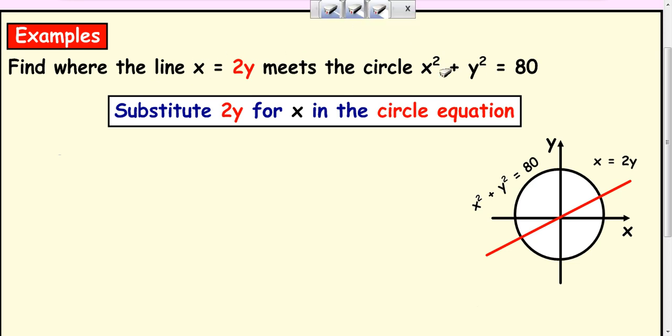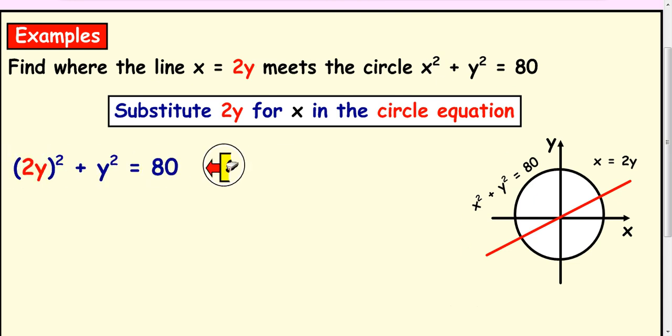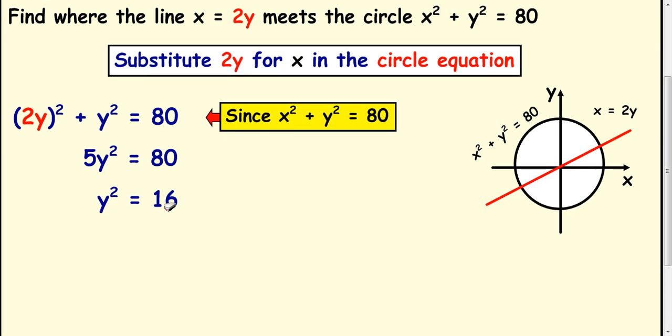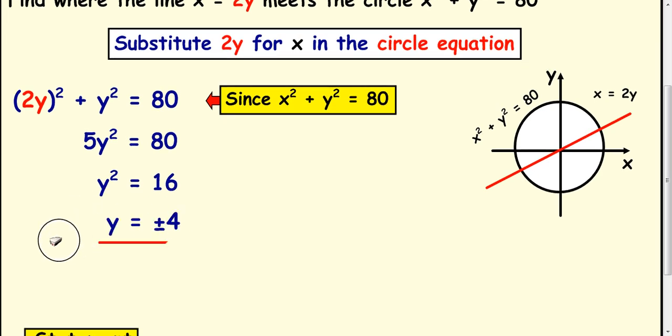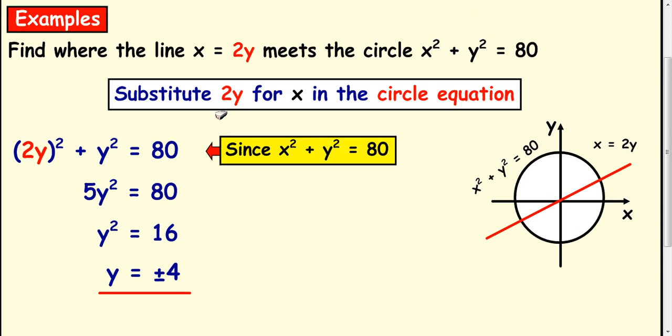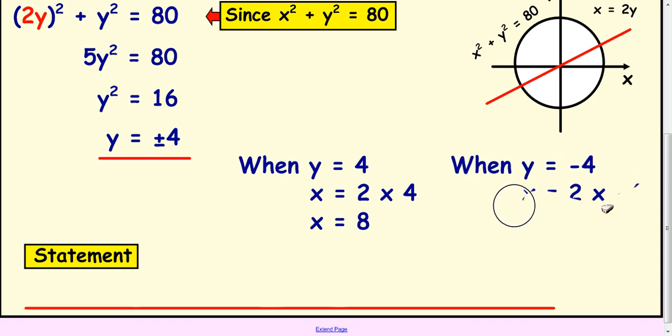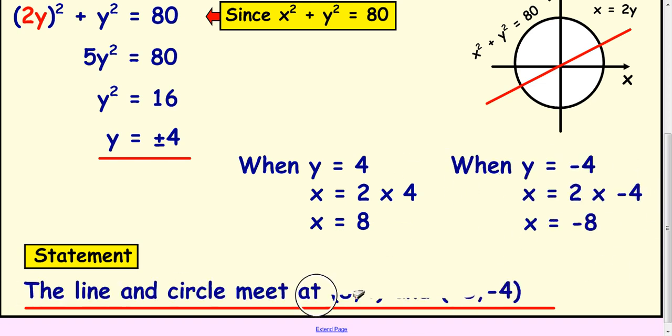When you substitute the x in this time, we'll replace the x with 2y, remembering to put 2y in brackets. So we square the 2 and the y to get 4y squared, plus the y squared gives you 5y squared. Divide by 5 gives you 16, and remember you've got a plus value and a minus value, so plus or minus 4. To substitute back in here, you get your x value, so 2 times 4 is going to be 8, and 2 times minus 4 is going to give you minus 8 or negative 8. So 8 or negative 8, and there's your answers.